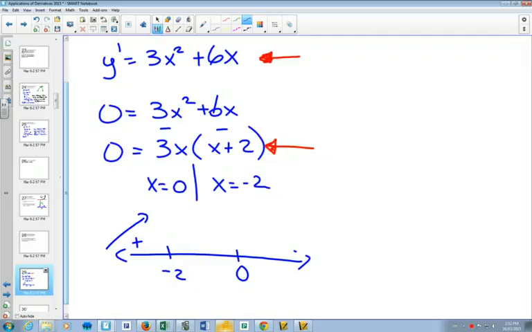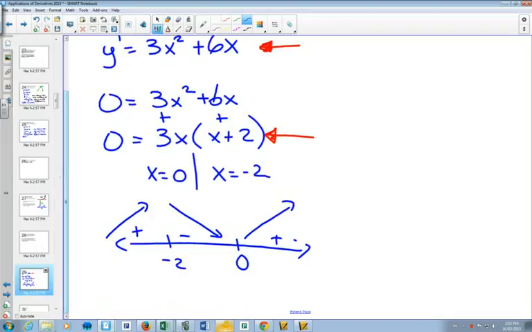If I try a number between negative 2 and 0, like negative 1, this first part is still negative, but now this section will be positive, because negative 1 plus 2 is a positive 1. And a negative times a positive is negative, so then I know my function is decreasing. And finally, if you try something bigger than 0, both of those will be positive, and it's increasing again. So from this first derivative test, we know that negative 2 is going to be a local maximum, and at x equals 0, we have a local minimum.